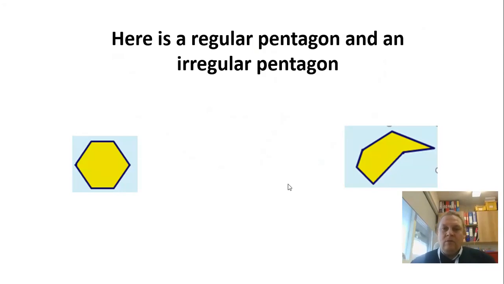Okay, here is a regular pentagon and an irregular pentagon. The one on the right is still a pentagon, and this is a pentagon. Any shape that has 5 sides is a pentagon. It doesn't matter whether it's an irregular or a regular pentagon, it's still a pentagon. It's just that this one on the left is a regular pentagon because all of its angles are the same and all of its sides are the same length. So let's have a look at that.